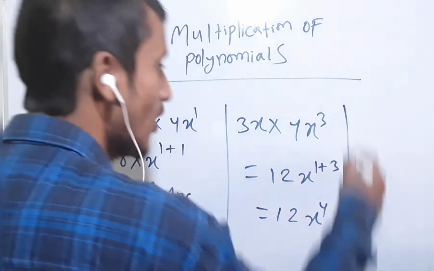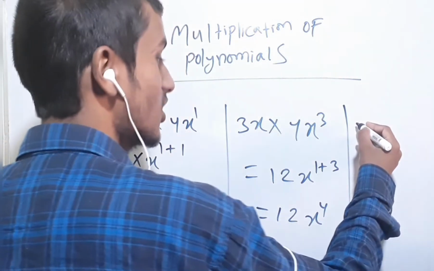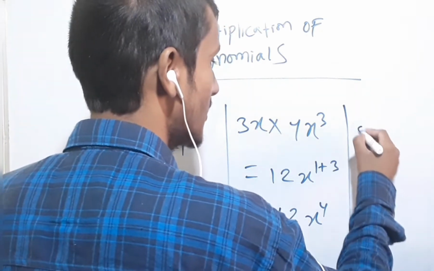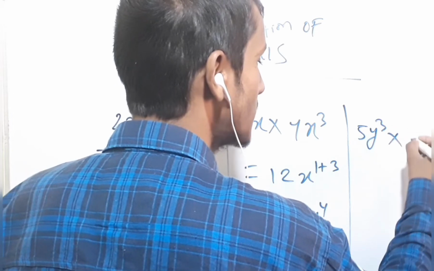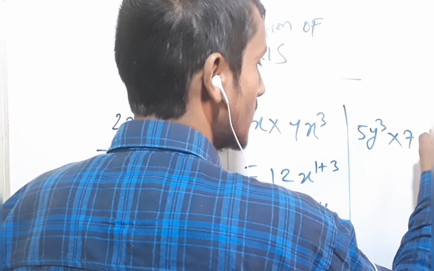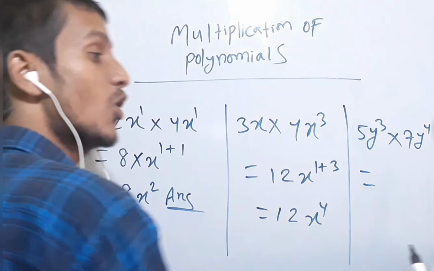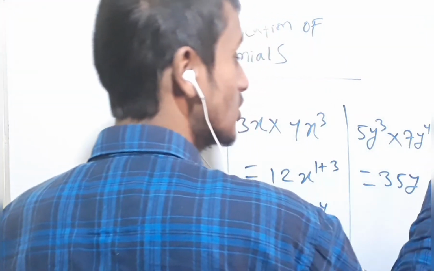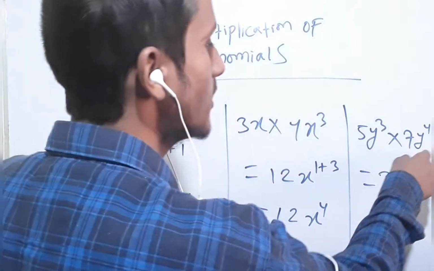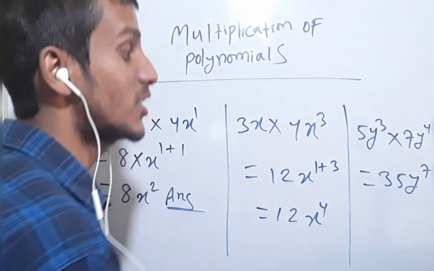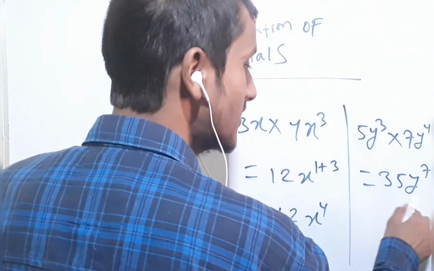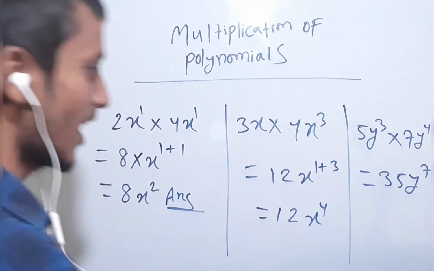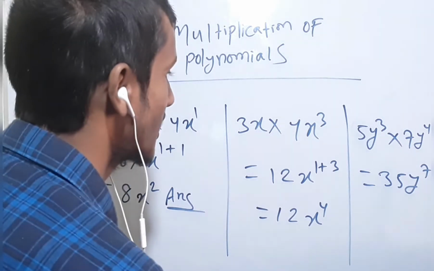Let me give you one more example so it becomes pretty clear. Let's say 5y cubed times 7y to the fourth. How do you multiply this? Multiply the coefficients, so it will be 35, 7 times 5, and then y to the power 7. I directly multiply the variables, so you also get used to doing this, because this is the way you are supposed to be doing it. You shouldn't take too much time if you're going to become an advanced student.